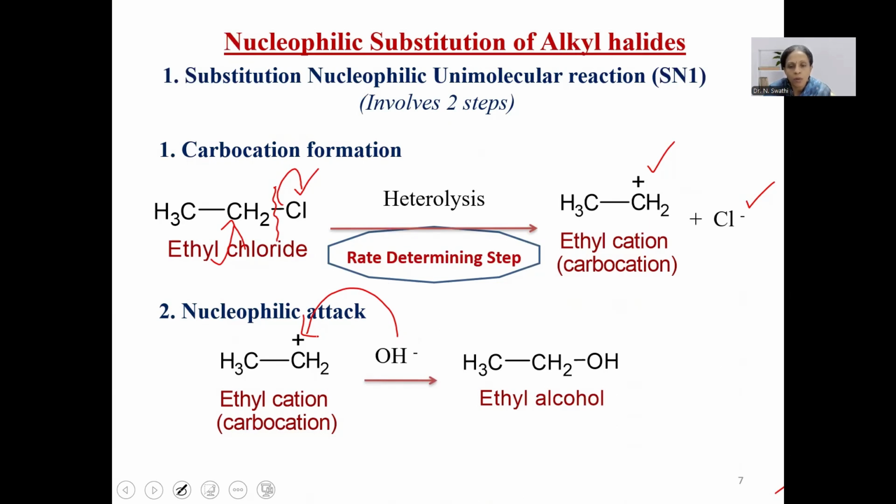So these are the 2 steps involved in SN1 reaction, and in this, carbocation formation is the rate determining step, because the overall rate of the formation of ethyl alcohol, that is the final product, depends on how fast and easily ethyl cation or the corresponding carbocation is going to form in the first step. Hence, this particular step is known as the rate determining step. Now, this SN1 reaction is favored in case of tertiary alkyl halides.